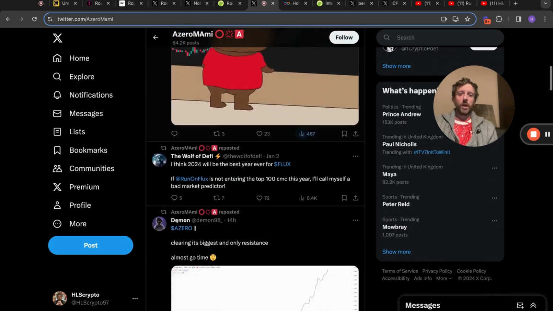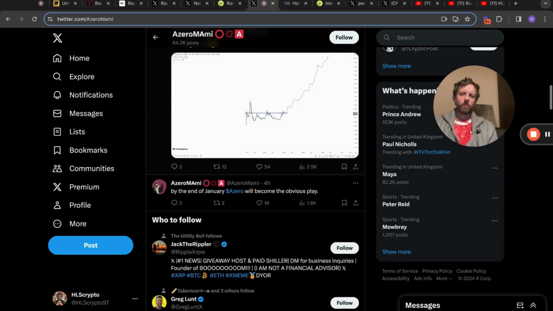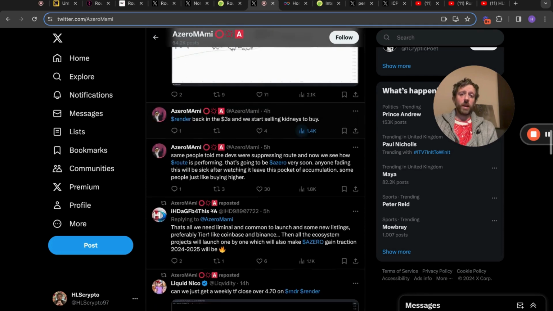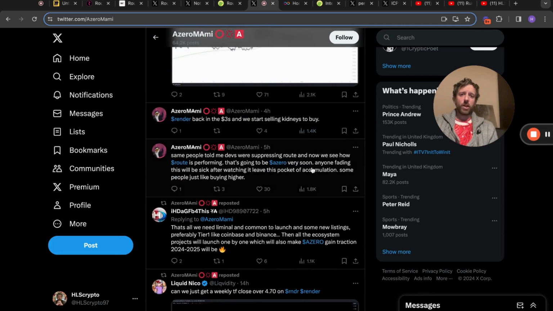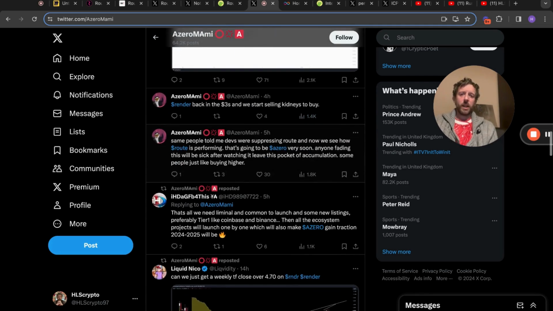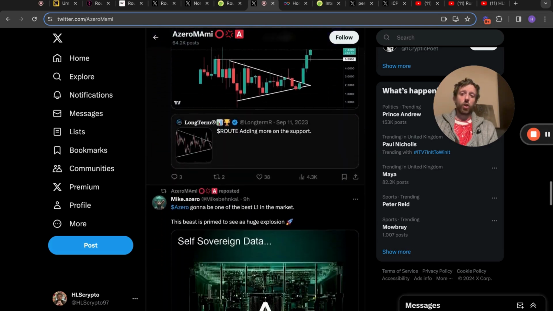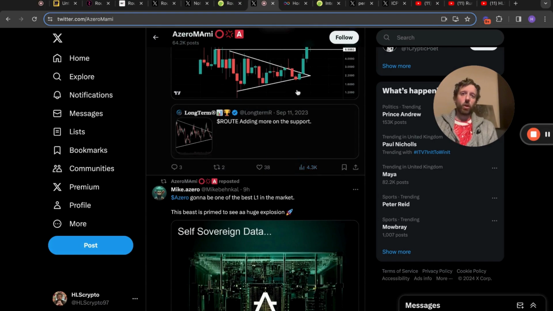But if you go down, I think she's in Flux as well. You'll see that she talks about Root, which is great. Some people told me devs were suppressing Root, and now we see how Root is performing. Root for me looks like it could be a really good choice. I think she's picked a good one there.